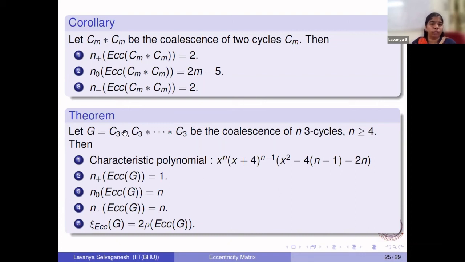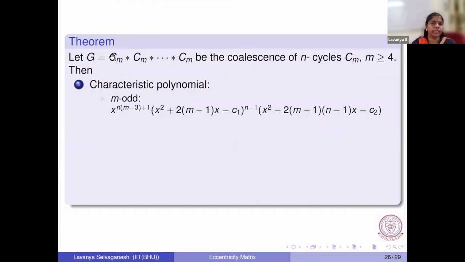But this is not the case when we go for more than 3 cycles. So when we take the general case, when m is greater than or equal to 4, but fixing m constant, we take n copies of m cycles and consider the coalescence. When m is odd, when we consider all odd cycles, we get this polynomial, where 0 is an eigenvalue with multiplicity n times m minus 3 plus 1. And we have a quadratic expression whose roots are one positive root and one negative root. In between, this is again a polynomial of order 2n minus 2, but it has repeated roots. It is also a quadratic polynomial with multiplicity n minus 1. So there are n minus 1 positive eigenvalues, all identical, and similarly n minus 1 negative eigenvalues, which are repeated.